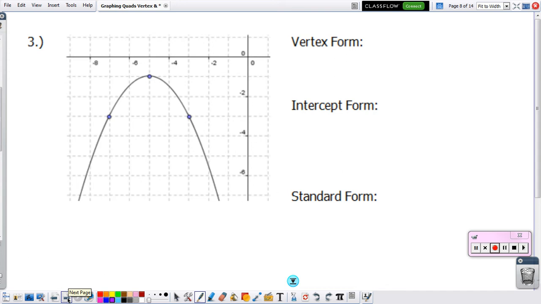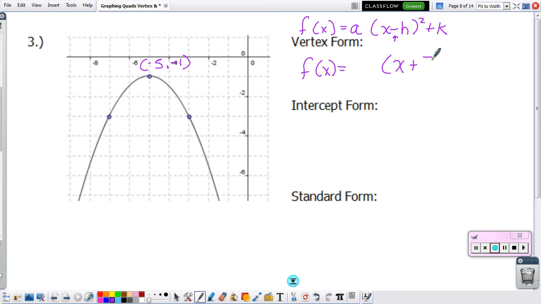Remember, again, we are trying to figure out our h and k and our a. So if we look at our graph here, our vertex is negative 5, negative 1. We can go ahead and plug that in, leaving space for our a. Now, I'm plugging in a negative 5, but there's already a negative there, so that is why this is going to become x plus 5 squared minus 1.